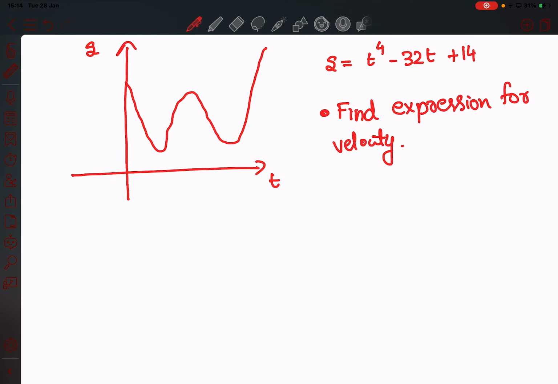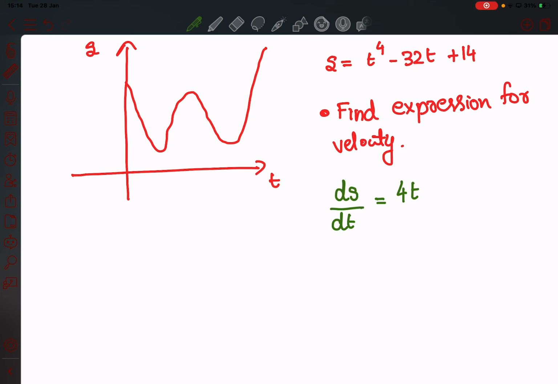Now if you remember, velocity is the gradient of the displacement time graph, and because this is not a straight line, if I want to figure out the gradient, the best mathematical tool that we can use is differentiation. So remember, we would have done dy over dx, but here we are doing ds over dt. So if you take the differential of this, t to the power of 4, Yakub, what does t to the power of 4 differentiate to?